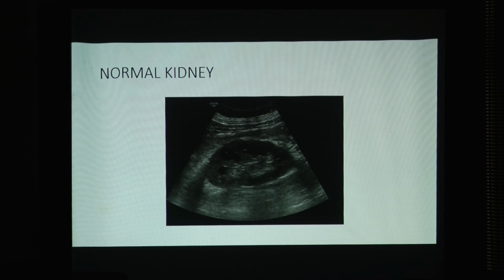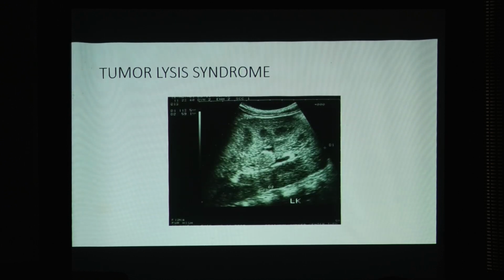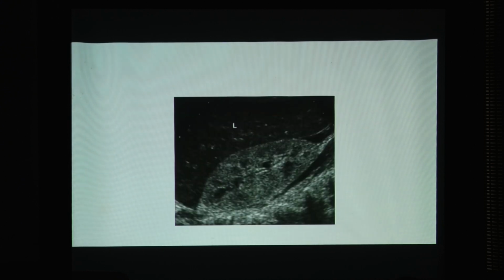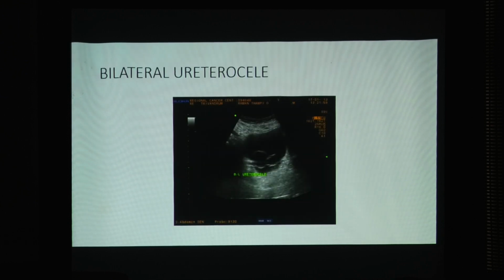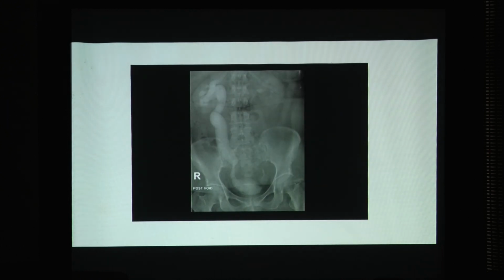Then in the case of children with ALL on chemotherapy, we may sometimes encounter tumor lysis syndrome, in which the kidneys are enlarged, hyperechoic, with preservation of the corticomedullary distinction. This is also the same tumor lysis syndrome. This is a bladder with bilateral ureterocele, cystic areas, and the IVU showing a ureterocele on one side.